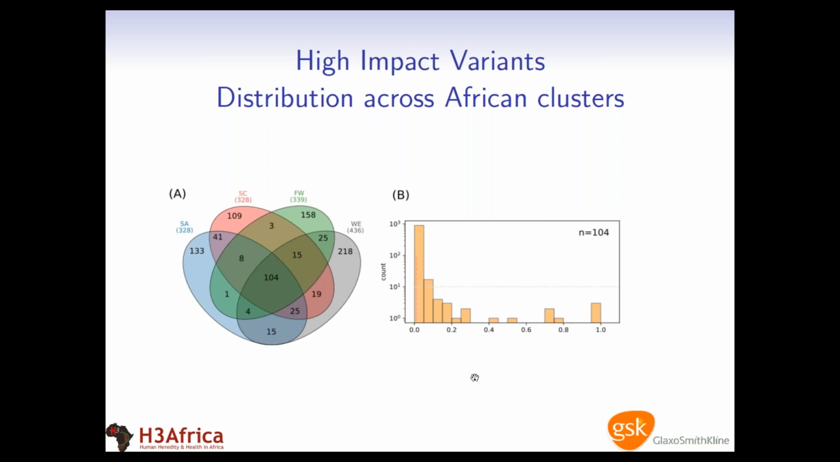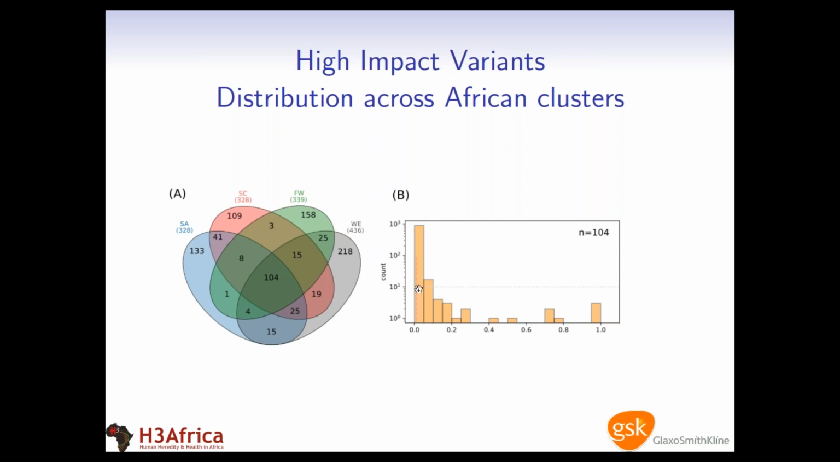So looking at how these are distributed across the African clusters, I've got Southern Africans here in blue, South Central in red, Far West in green, and West African in gray. We see that if you put all of these together and see how many overlap between more than one cluster, only 104 of the 930 are common to all 4 African clusters, whereas either similar or greater numbers of variants are specific to each cluster alone.